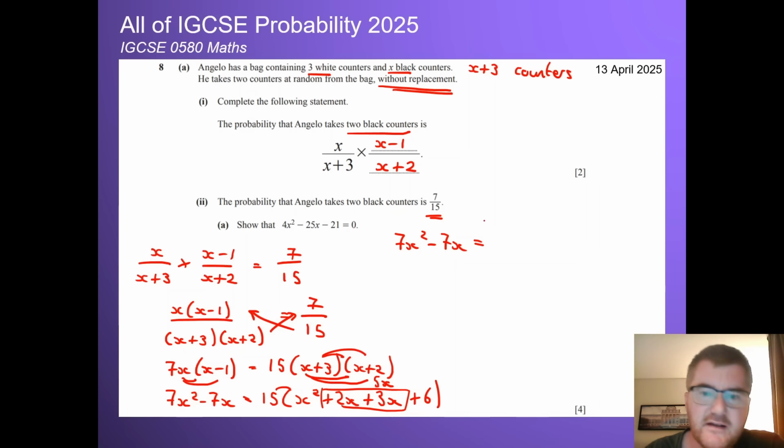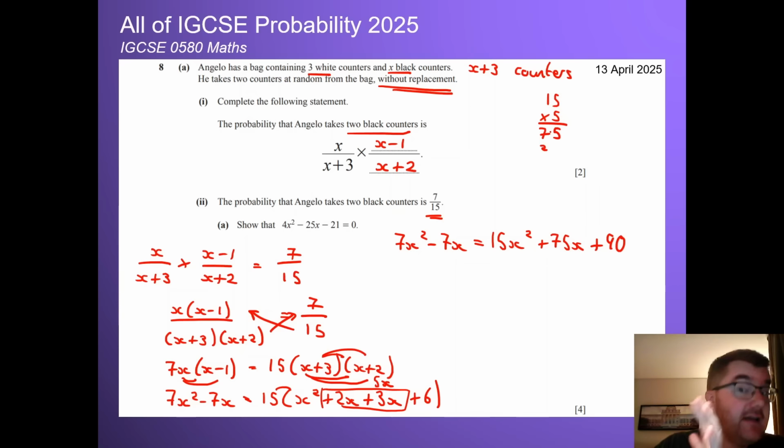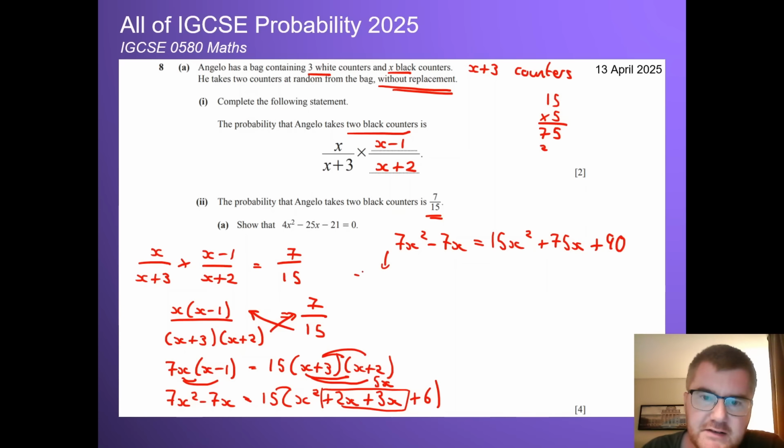So 15 times x squared is 15x squared. 15 times 5x is 75x. And 15 times 6 is 90. Again, any of those kind of calculations like 15 times 5, you can always use written methods here. Okay, so you've always got that to hand. Okay, let's bring everything to one side. So I'm going to minus 7x squared and add 7x to both sides. So these all cancel, giving me 0. 15x squared minus 7x squared is 8x squared.